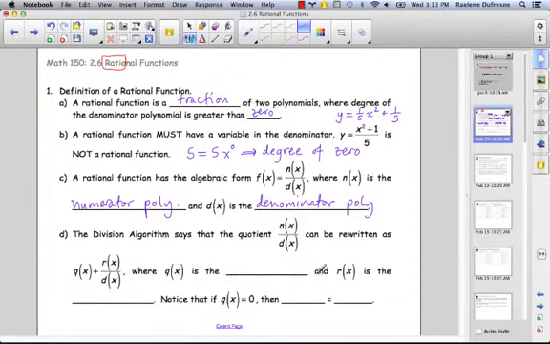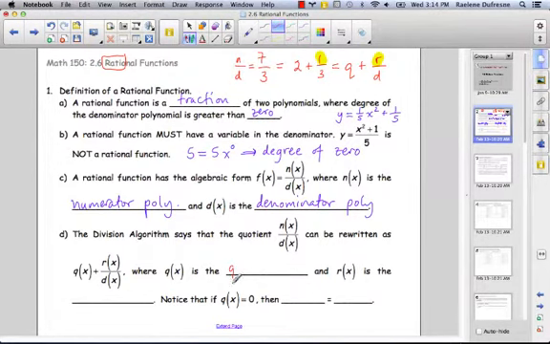The division algorithm says that the quotient n of x over d of x can be written in the form of quotient plus remainder over denominator. Let's just remind ourselves of this. When we see 7 divided by 3, we've got numerator over denominator, and it can be written as 3 goes into 7 2 times plus 1 over 3, which is quotient plus remainder over denominator. Just as an extra consideration, the 1 is the remainder, not 1/3.